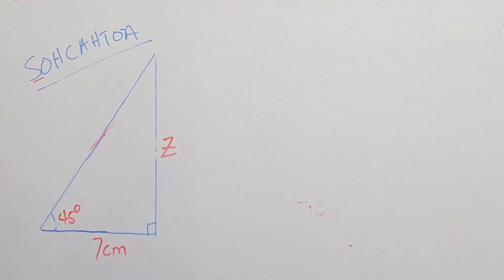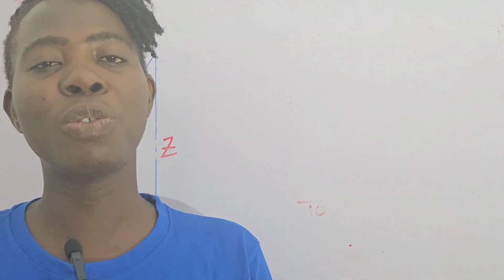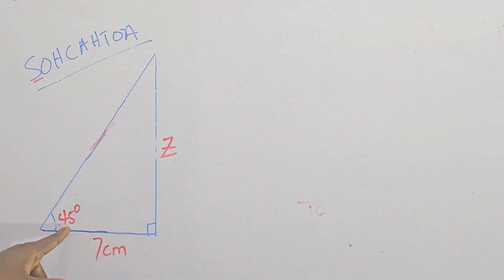In the next video, we're taking it a step ahead: use the trigonometry ratios to look for a missing angle in a right-angled triangle. Okay? I'm sure you don't want to miss that.